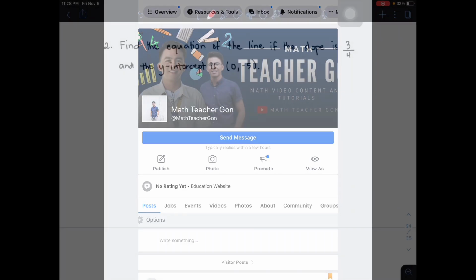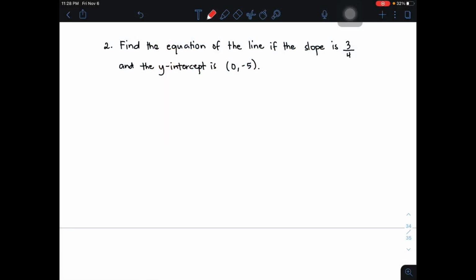Now, for example number 2, we have the problem, find the equation of the line if the slope is 3 over 4 and the y-intercept is (0, negative 5). Sir, bakit po yung ating y-intercept ay dalawa? Don't worry, these are the coordinates of your y-intercept, kaya hindi yan ganun kahirap.